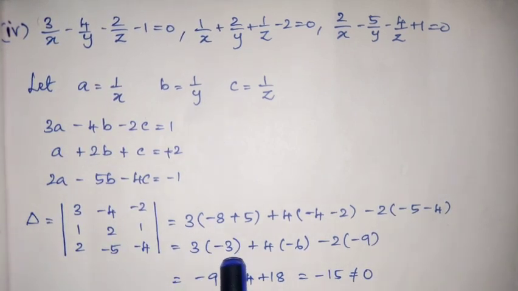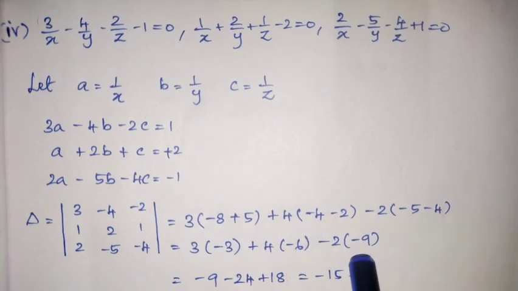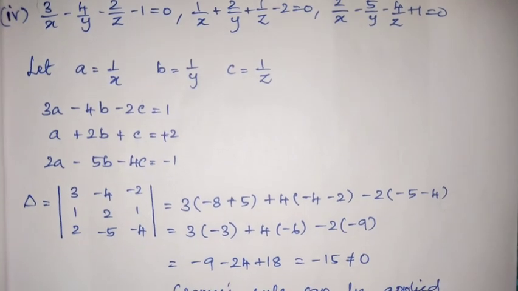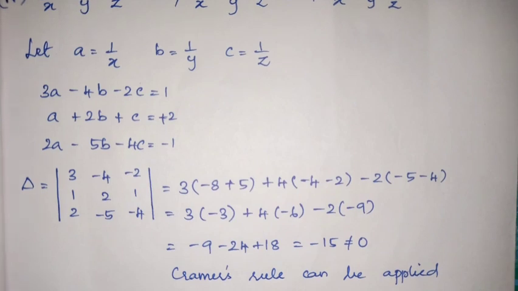So this is minus 3 and this is 6 and this is minus 9. So 3 into minus 3 is minus 9, 4 into minus 6 is minus 24, minus 2 into minus 9 is 18. Altogether we have got 15. So 15 is not equal to 0. So Cramer's rule can be applied.